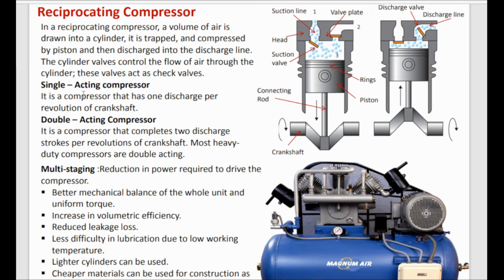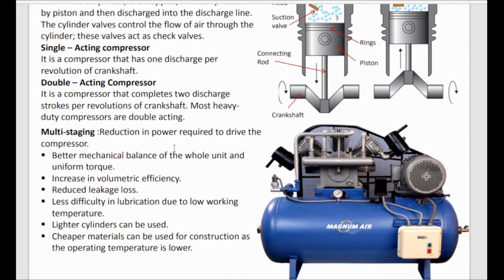And you can see there is a single acting compressor as well as a double acting compressor. In a single acting compressor, there will be one discharge per one rotation of the crankshaft, and here the fluid will be on this side also. And there, when one complete cycle of this crankshaft completes, or after one rotation, there will be two discharges. Okay, so that is the double acting compressor.